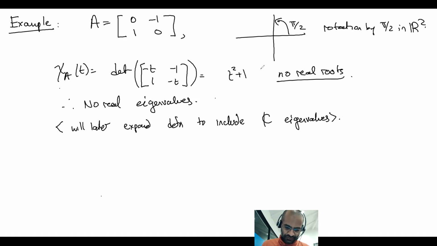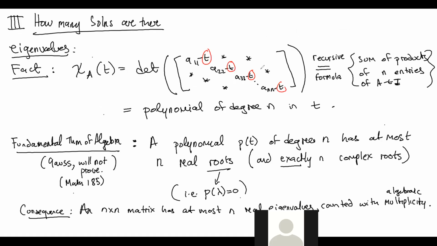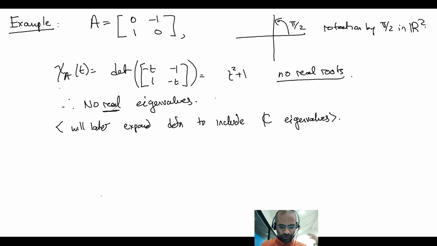Any questions about this? So we can only know at most how many eigenvalues we can have, then, but not exactly how many. Okay. The only way to know exactly how many real eigenvalues you have is by actually solving the characteristic equation and seeing how many solutions you get. Okay, thank you.